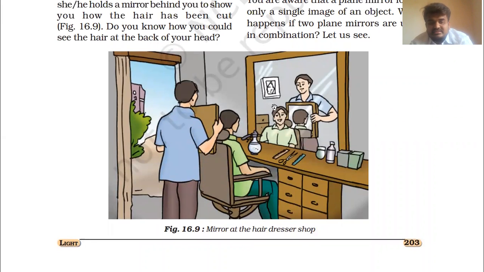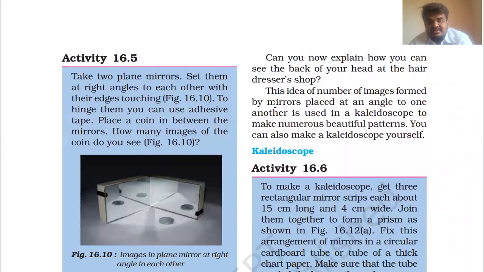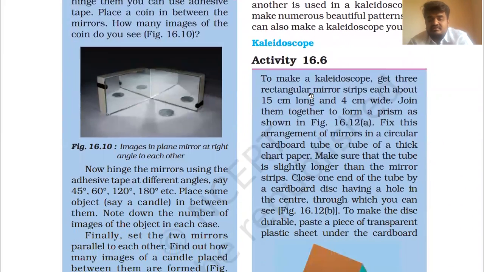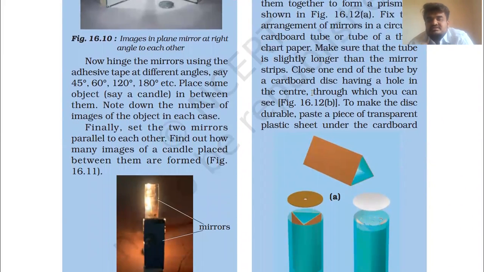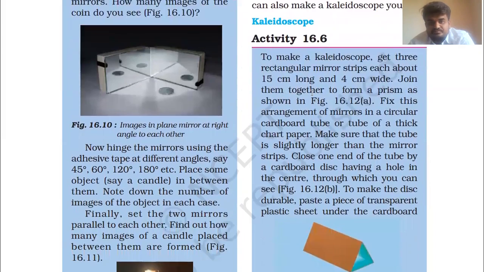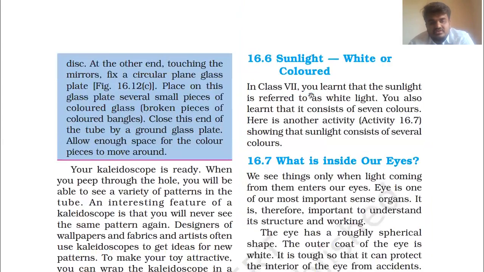These examples we have already discussed in the last session. This idea of the number of images found by mirrors placed at an angle to one another is used in a kaleidoscope to make numerous beautiful patterns. You can also make a kaleidoscope yourself. It is very easy. That's why we can do this activity at our home also. So let's discuss the kaleidoscope also.